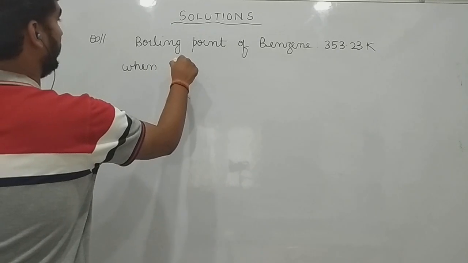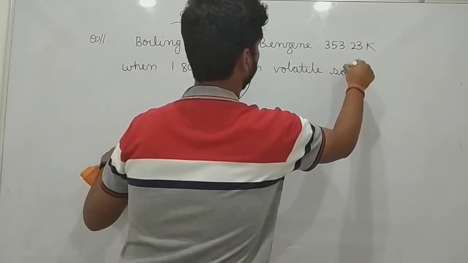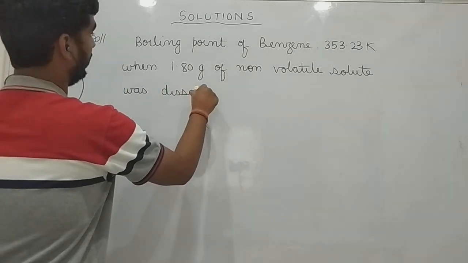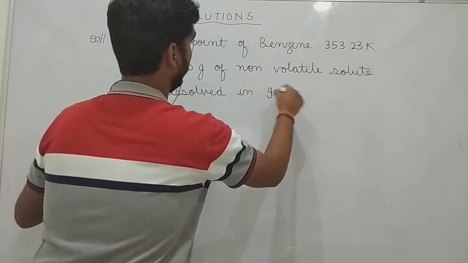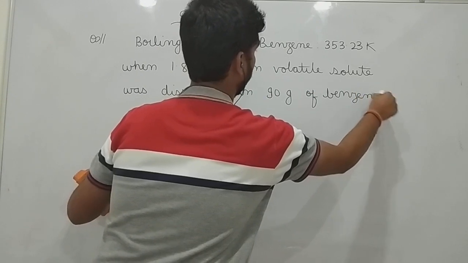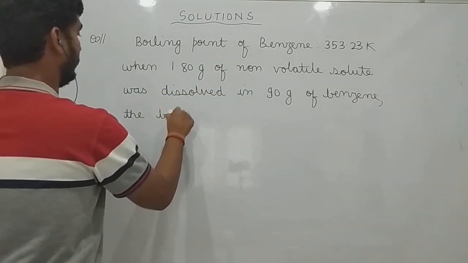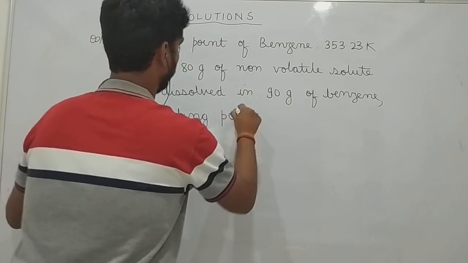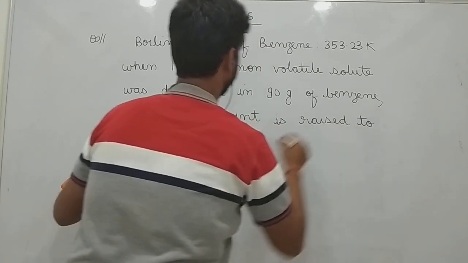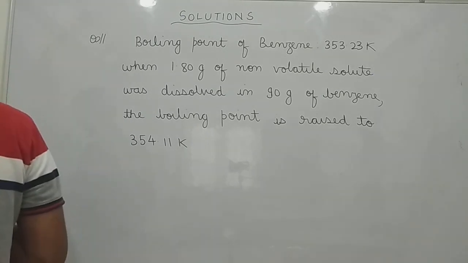when 1.80 gram of non-volatile solute was dissolved in 90 gram of benzene, the boiling point is raised to 354.11 Kelvin. Calculate the molar mass of solute.